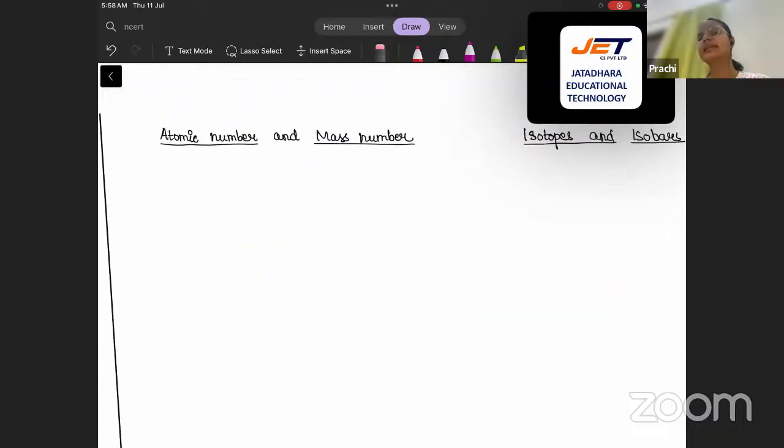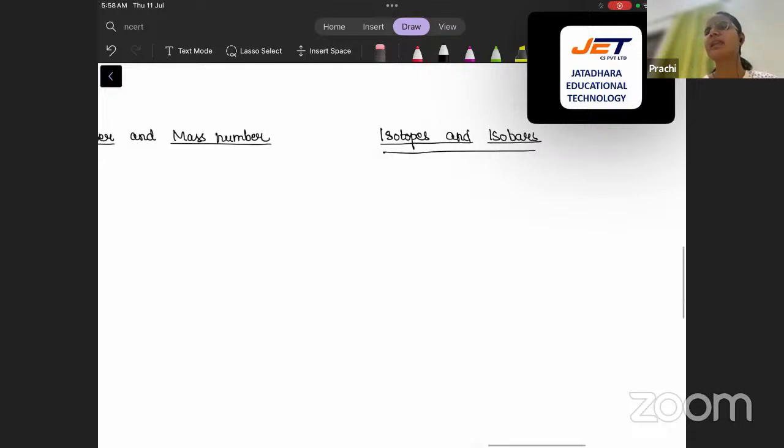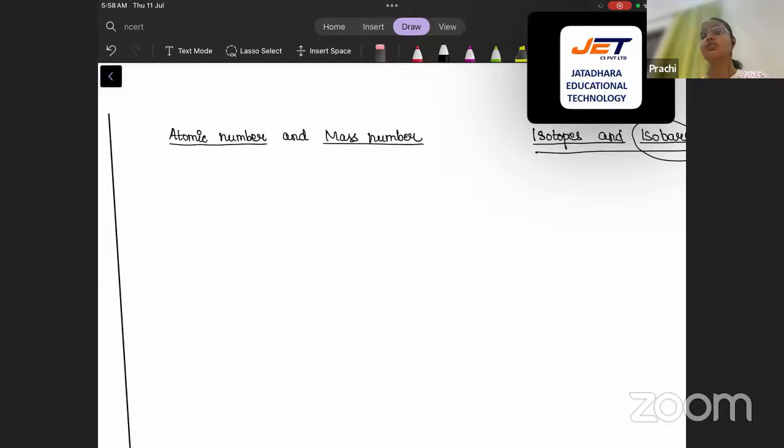Now your homework is that you have to read about the atomic number, which you have done in the lower classes also. Atomic number, mass number, isotopes, and isobars. Maybe you might not have learned about isobars, but for sure we have learned about isotopes in ninth or 10th standard. So you have to read about atomic number, mass number.